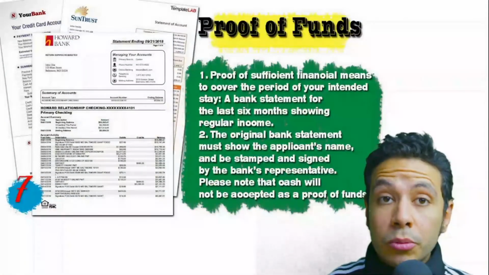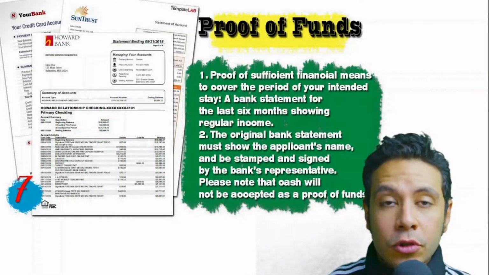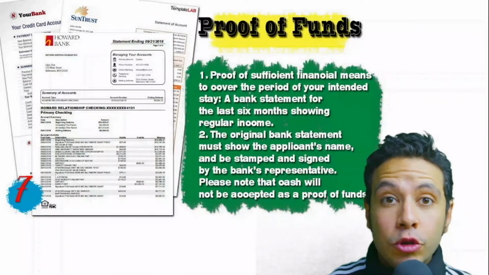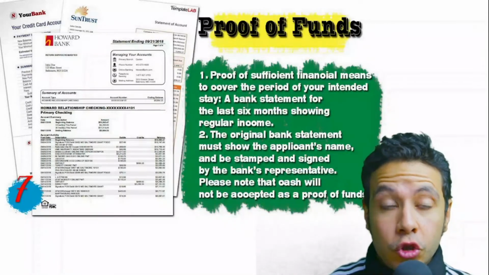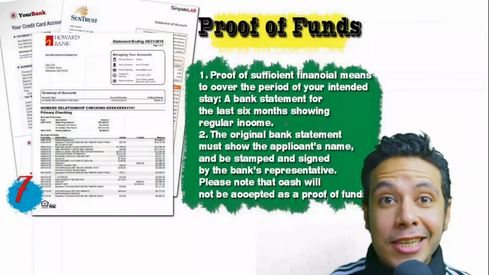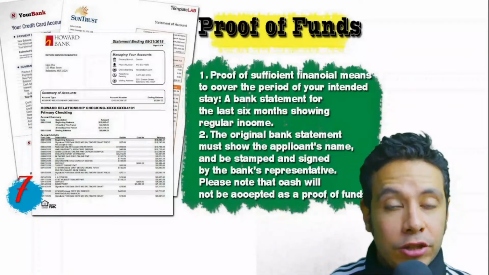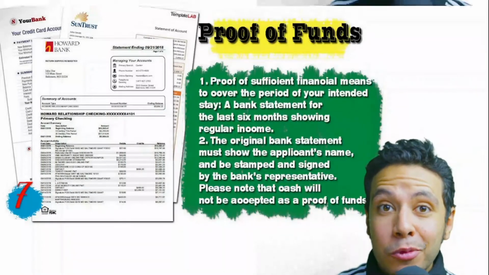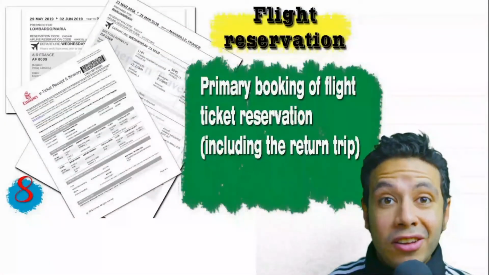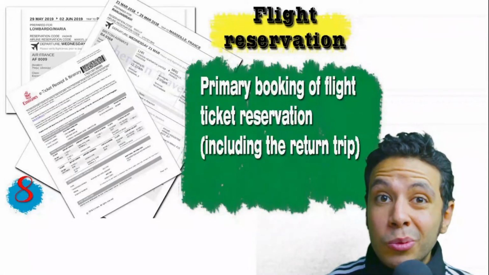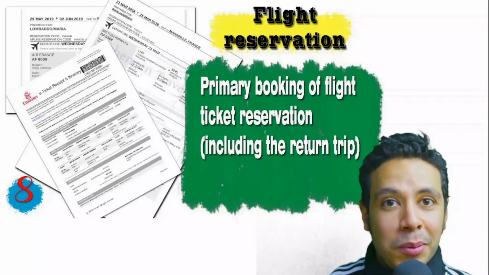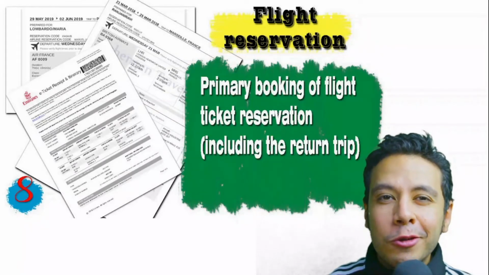You will also need to provide a proof of sufficient funds, which is a bank statement stating your balance for at least 6 months. The original bank statement must show your name and should be signed and stamped by the bank representatives. And remember that cash will not be accepted as a proof of fund. You should also provide a flight reservation. It could be an initial booking, but in some minor cases you will need to provide a confirmed booking. And remember that this flight reservation must include a return ticket.